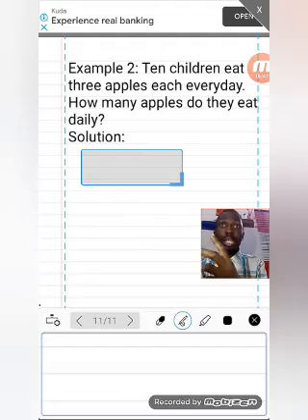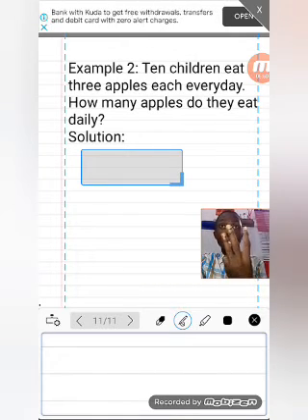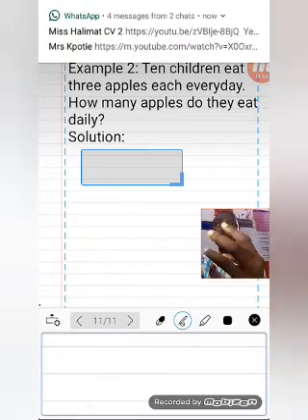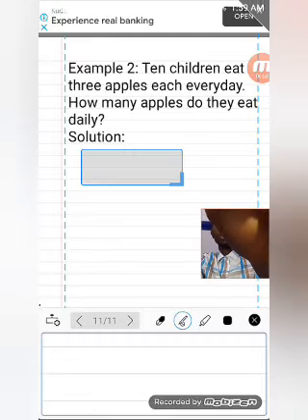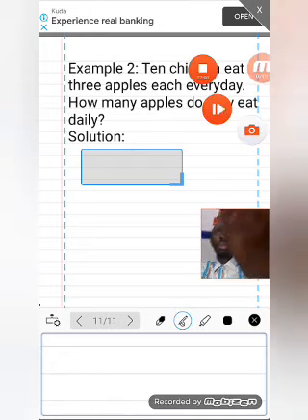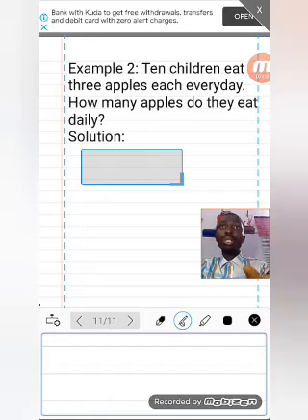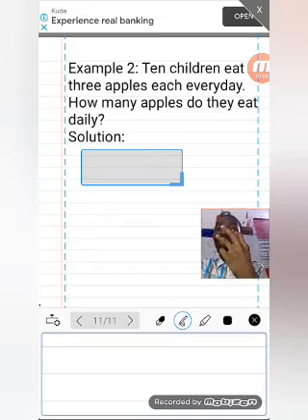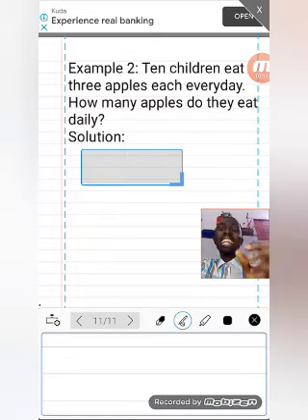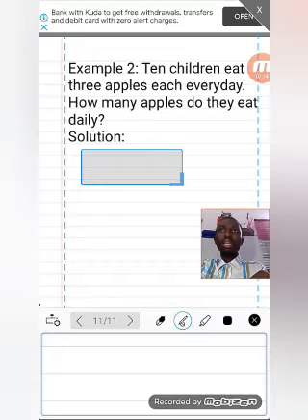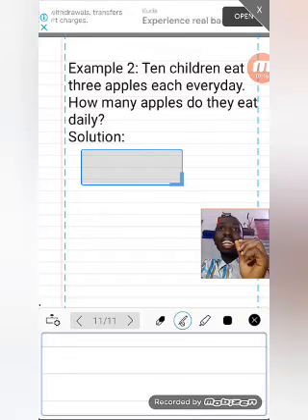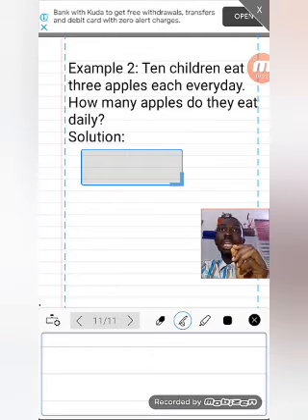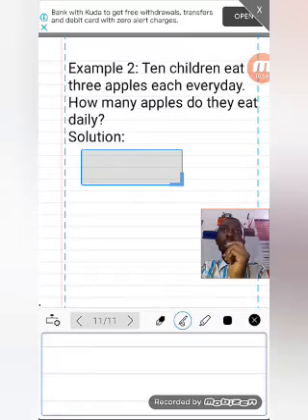Now, that is for one day, the 10 children, they eat a total of 3 apples every day. Now, how many apples do they eat daily? The pupils, the 10 children eat 3 apples each every day. How many apples do they eat daily?